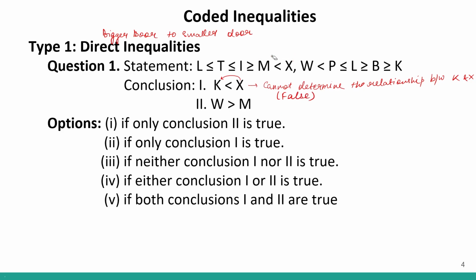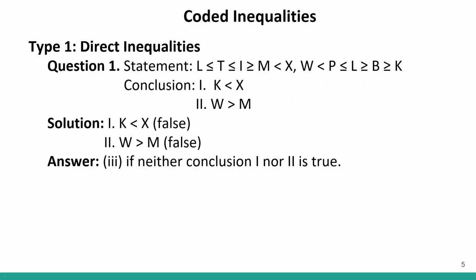Okay. The second one says that W is greater than M. That means we will move from W to M. So W is over here, but in front of W I can see only a small door. I cannot see a bigger door. So I cannot proceed forward from W. So this one is definitely false as well. So both these conclusions will be false. My answer is option number 3, that neither conclusion 1 nor conclusion 2 is true. So both of them are incorrect. This will be my answer. Clear?